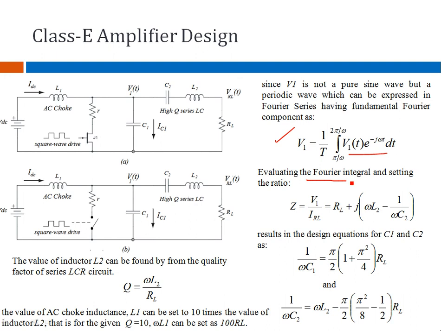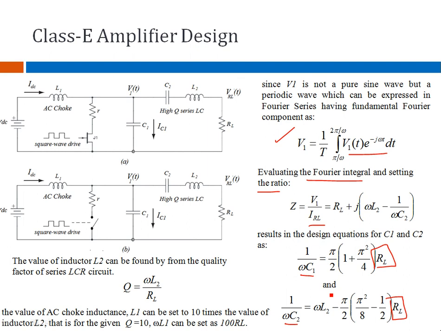So evaluating the Fourier integral and setting the ratio, if you again divide this by IRL, and you compare both the imaginary and real sides of the equation, you'll find that the lumped components come out very simply in terms of the load parameter. Okay, so what I'm trying to explain is that if you have to design the class C amplifier, it has to be designed for a particular load.